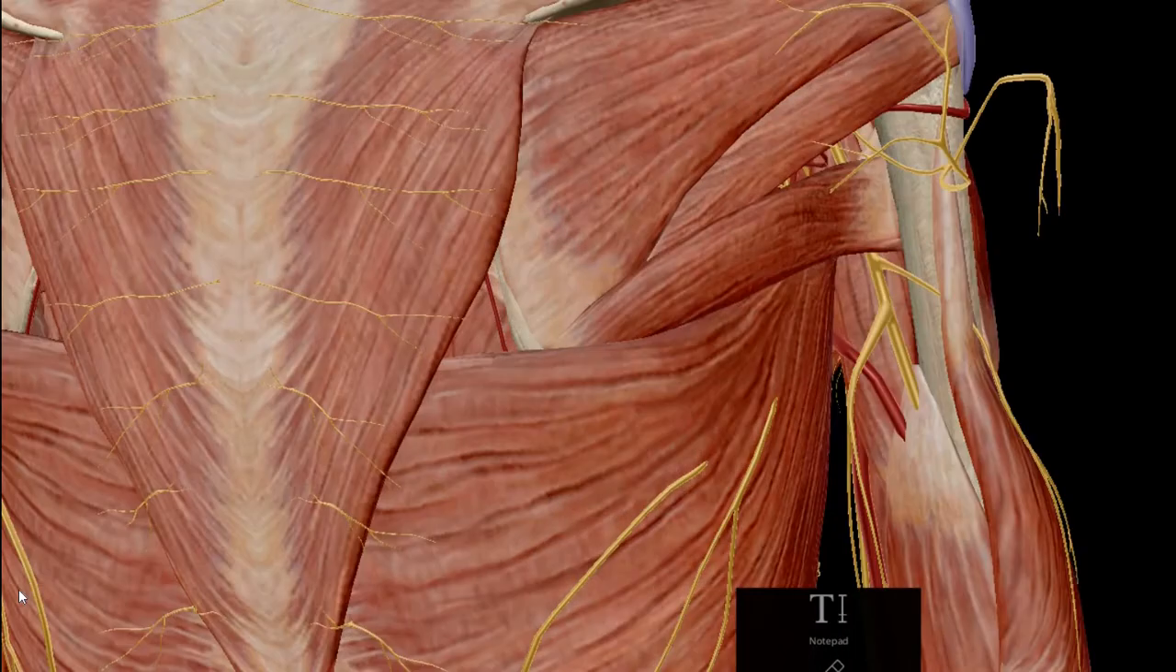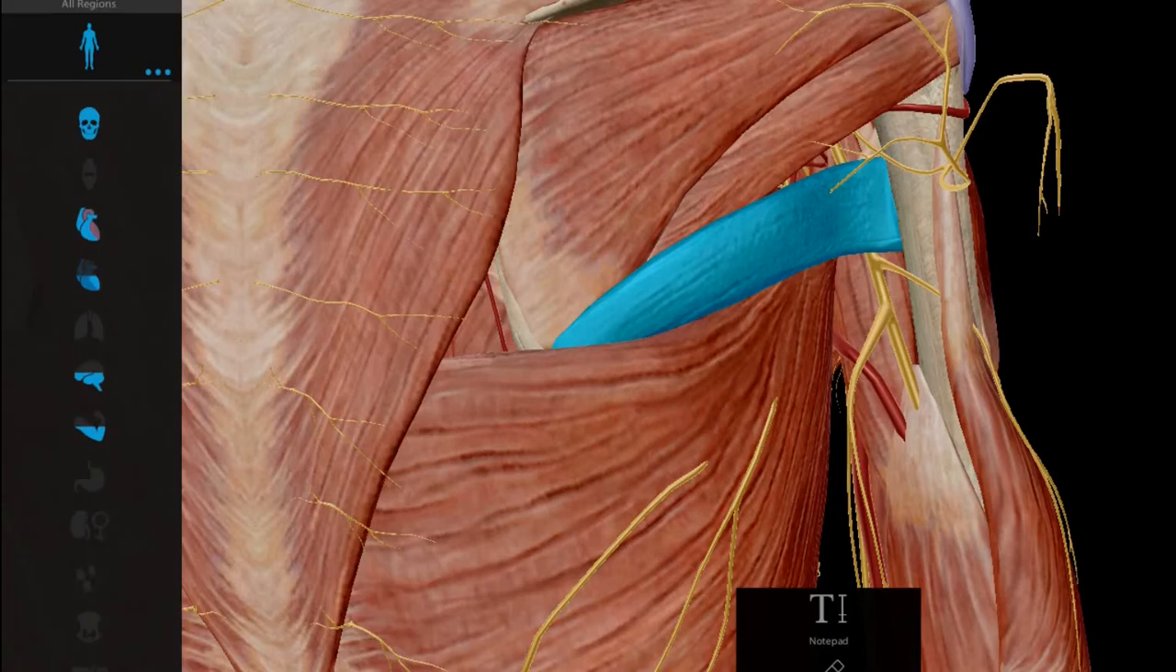So guys, it exits the axilla at the lower border of the teres major muscle. As you can see guys, this is your teres major muscle, and it exits the axilla at the lower border of the teres major muscle. So after exiting, it enters the lower triangular space. I'll show you how it is.